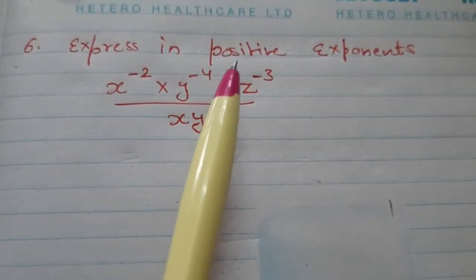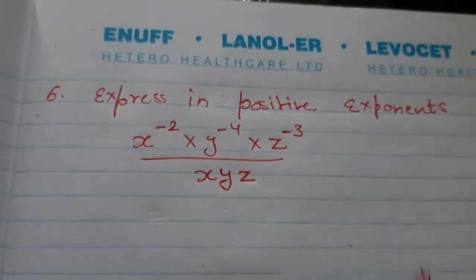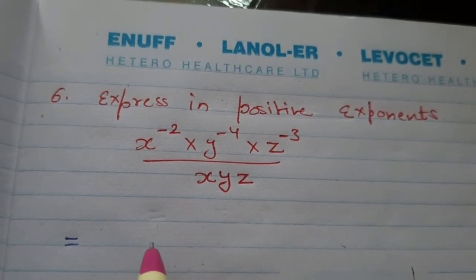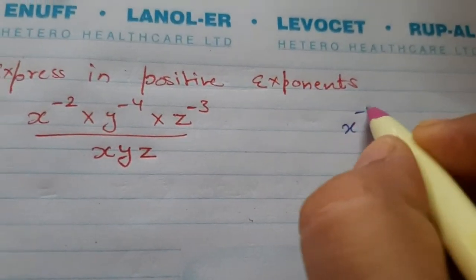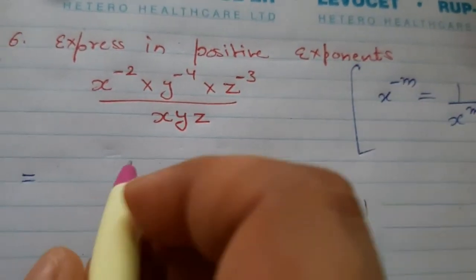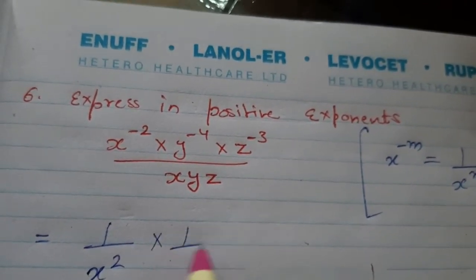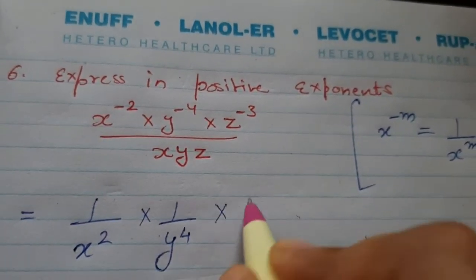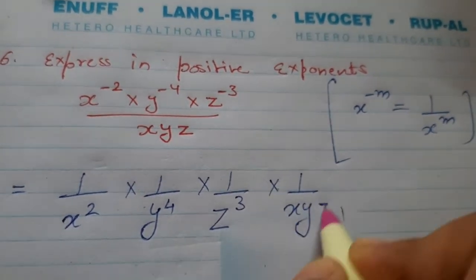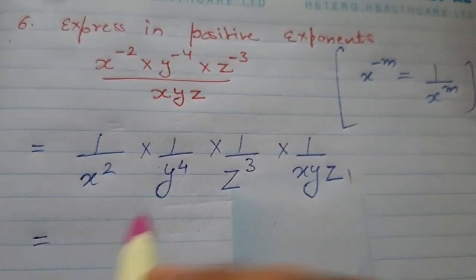Next question is express in positive exponents. We have to solve it as positive exponents. So first of all, how we can write it, we know x raised to power minus m is equal to 1 by x raised to power m. So it can be written as 1 by x square into 1 by y raised to power 4 into 1 by z raised to power 3 into x, y, z was already. Now we have to just add the powers.